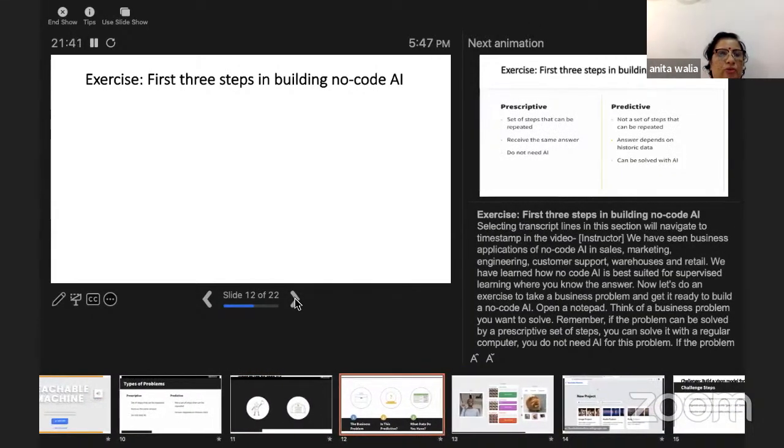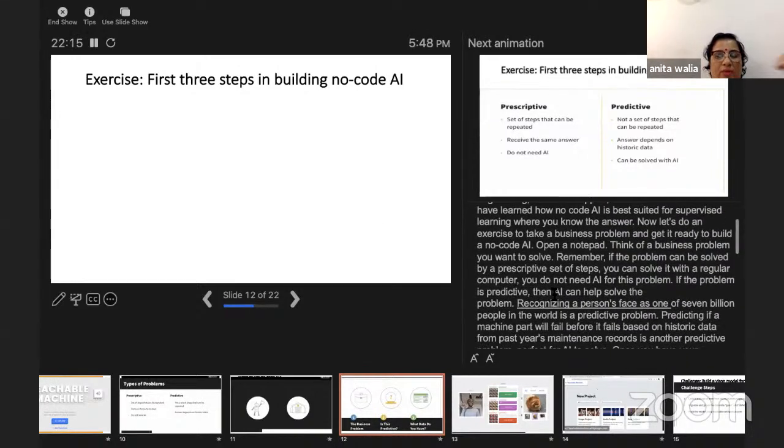Now I will do one exercise and show you all of what I am trying to give you a lecture on. So before going ahead, let us take this exercise where we require 3 steps in building no-code AI. When we see a business application, suppose in sales or marketing, I have shown you 4 people: one in marketing, one in the engineering department, one in customer support, or it can be a warehouse or retail. As we already know, AI is best suited for supervised learning, where you already know the solution, you already know the answers. So let us do this exercise and solve a particular business problem.